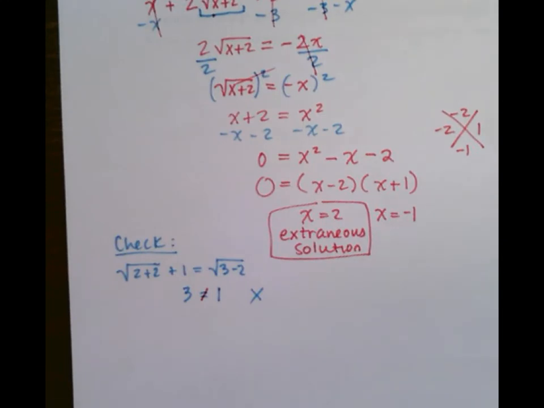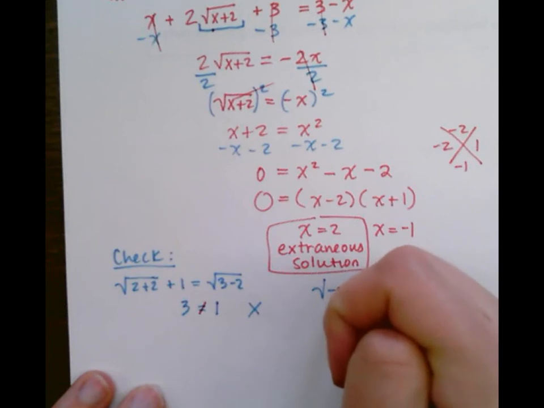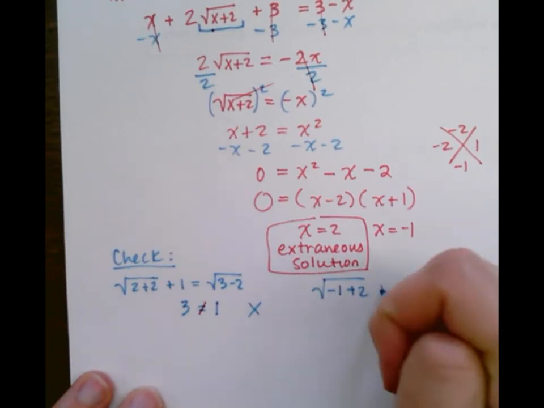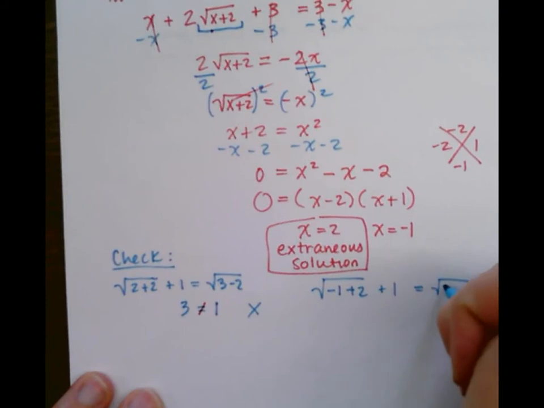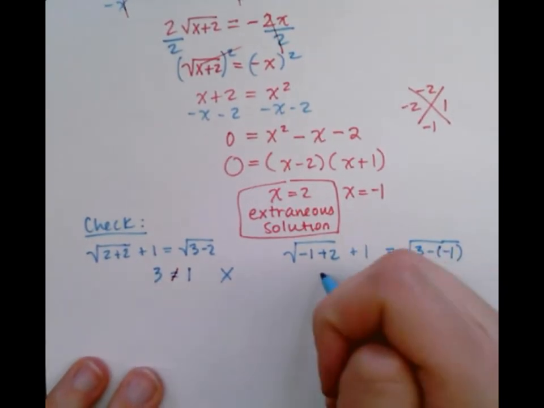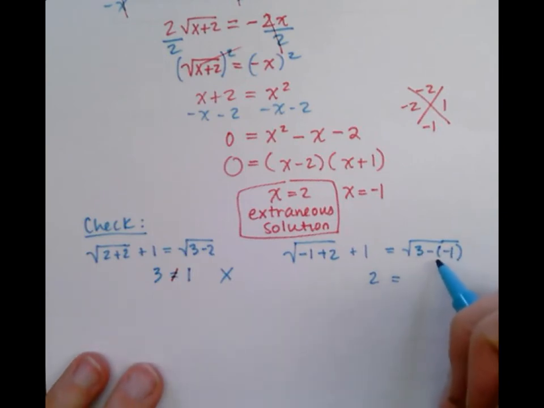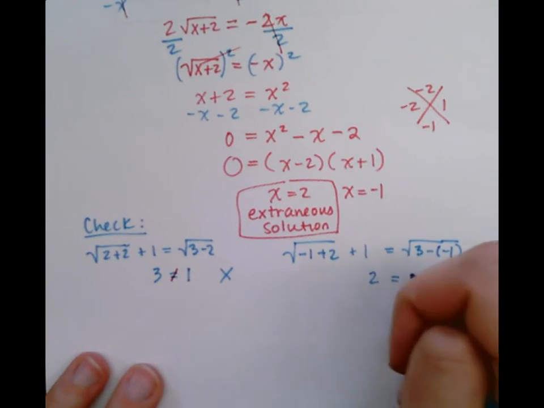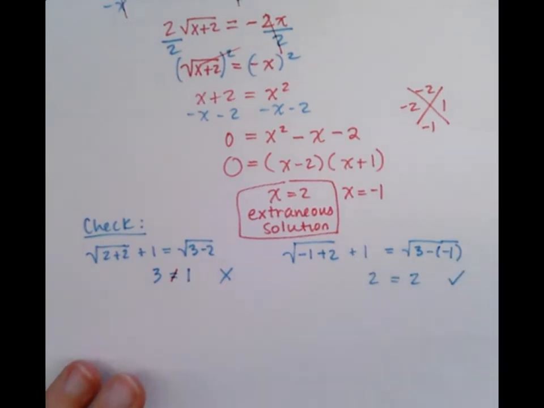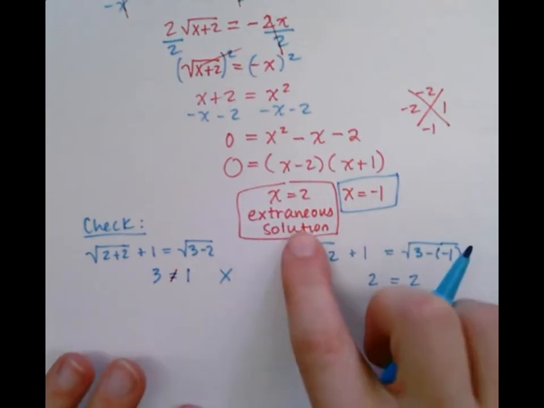And for the second one, let's see if the negative 1 checks out. So we'd have the square root of negative 1 plus 2 plus 1 is equal to the square root of 3 minus negative 1. So on this side we have the square root of 1, which is 1, plus 1, 2. And on this side we have positive 4 in here, right? Because minus a negative is plus, so the square root of 4 is 2, and that checks out. Okay, so then the negative 1 is the right solution, but 2 is not.